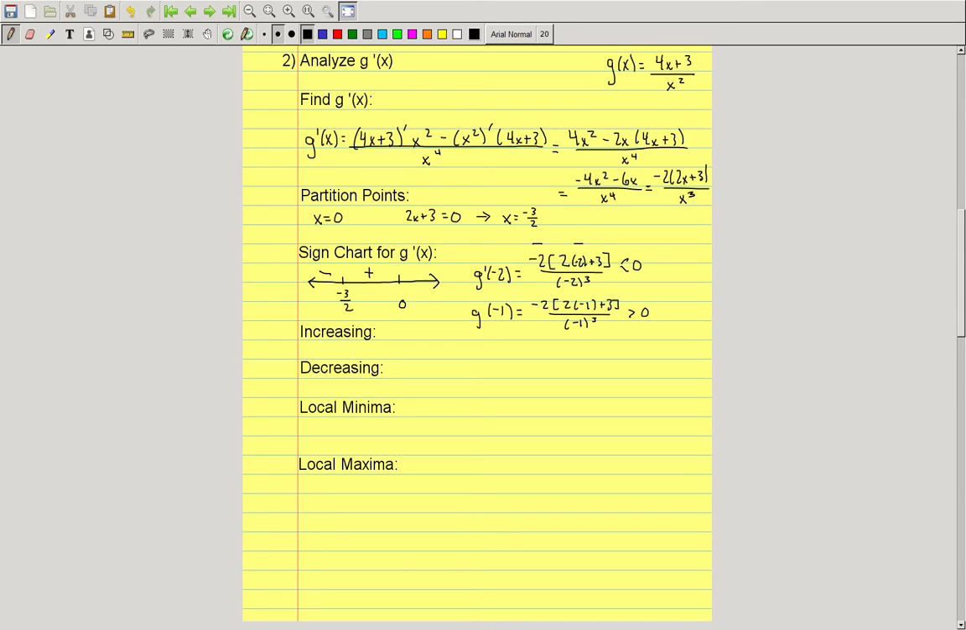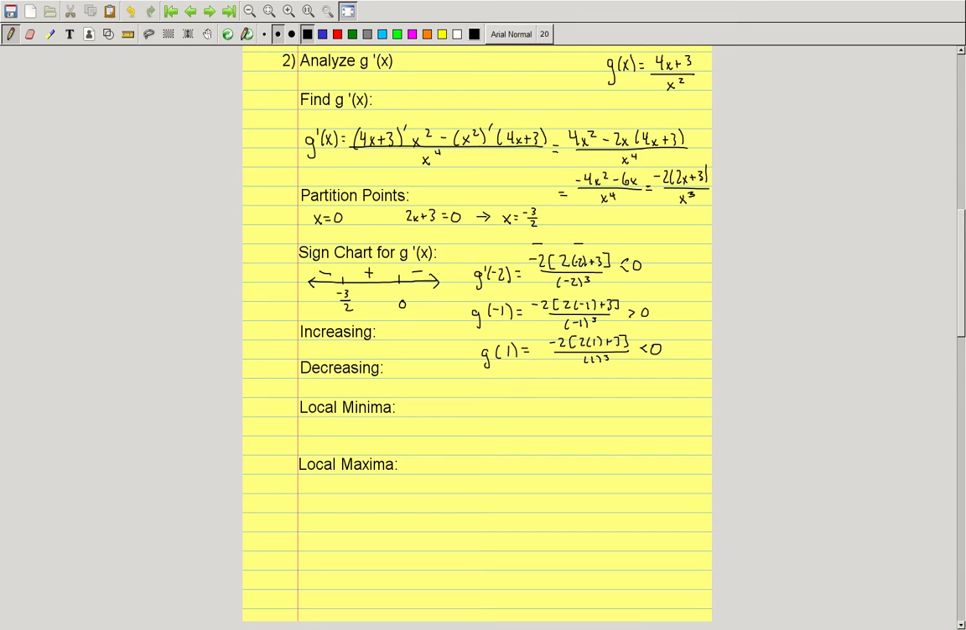And then lastly, we're going to plug in a number that is bigger than 0, so we'll choose 1. And by quickly jotting this down, we see that this is going to be negative again, because we have negative 2, the term with the brackets is positive, and then the term in the denominator is positive as well, so we have 1 overall minus sign.